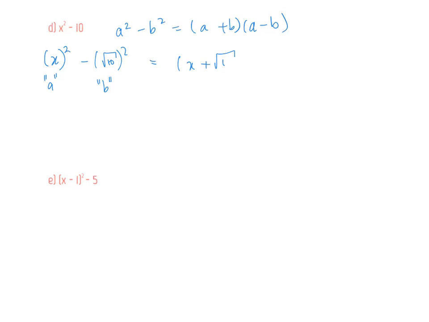All right, let's have a look at this. So I'll write that again. A squared minus b squared is a plus b, a minus b. So my a over here is x, so I'm just going to write a underneath it. And my b over here is root 10 squared. That's my b. So I have x plus root 10, and I have x minus root 10.